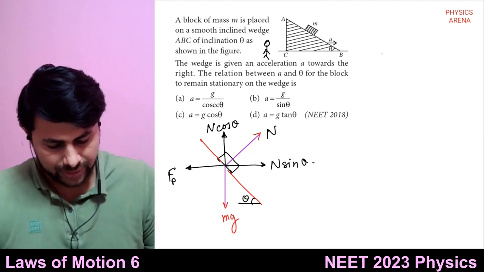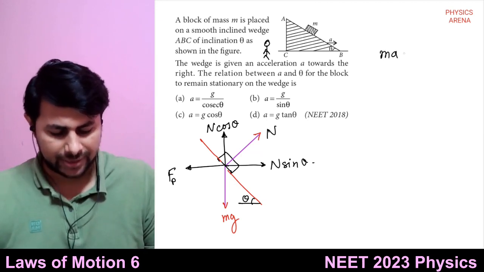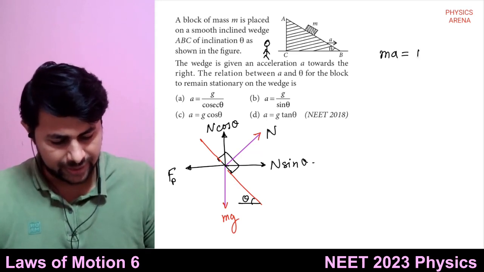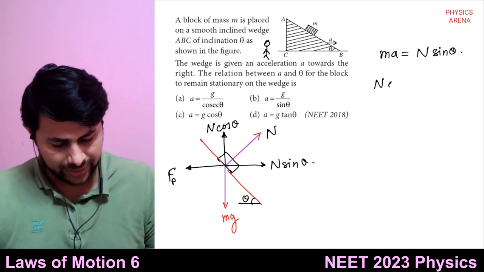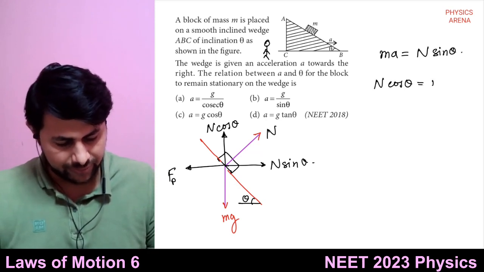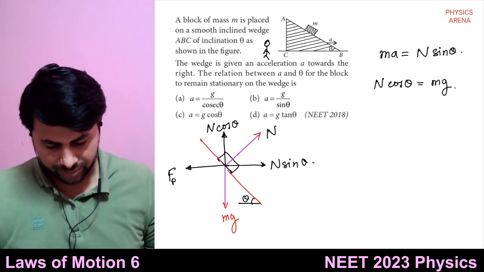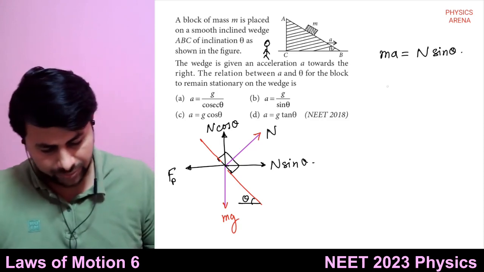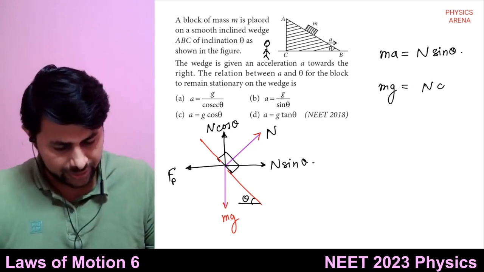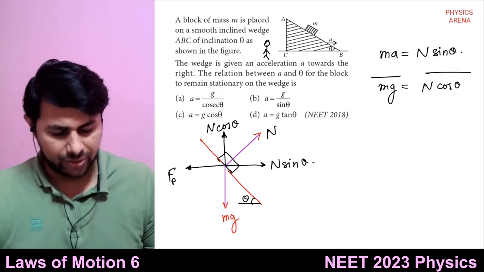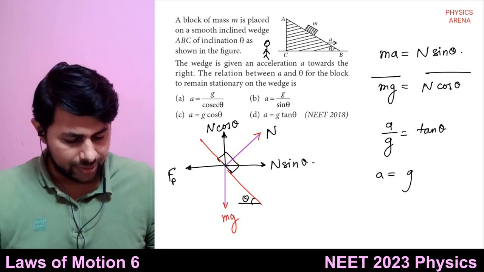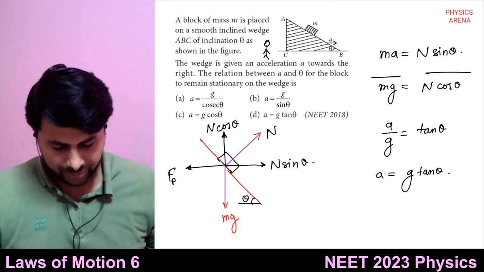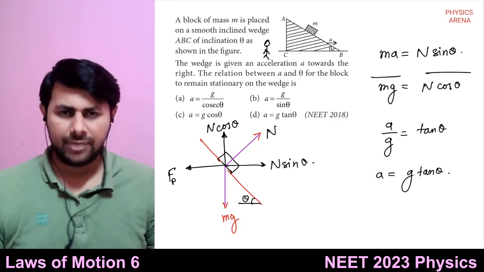So pseudo force is how much? It is mass multiplied by acceleration, and it is equal to n sin theta. And how much is n cos theta? n cos theta is equal to mg. And again you divide these two, so you get a by g is equal to tan theta, or a is equal to g tan theta. So again nothing changed, only the perception.